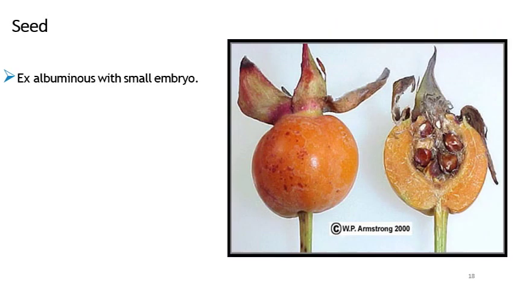Seeds of the Rosaceae family are exalbuminous with a small embryo. It means these seeds store food and cotyledon in a special structure called kernel. It does not remain until the embryo is mature.